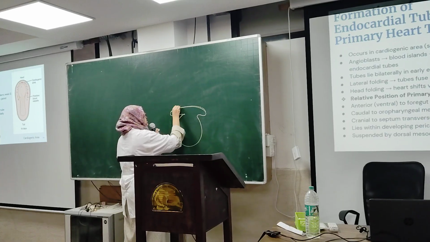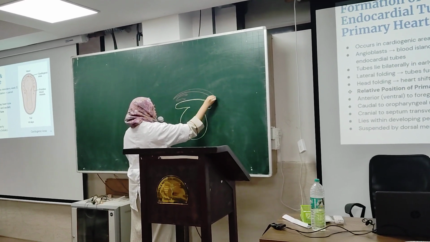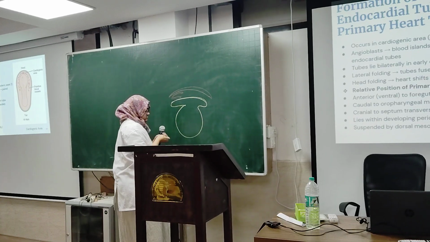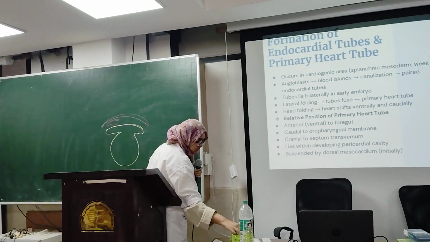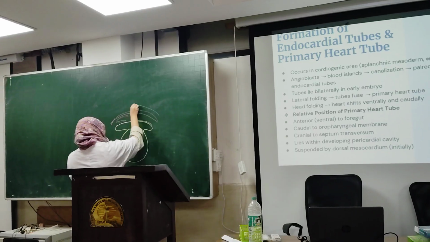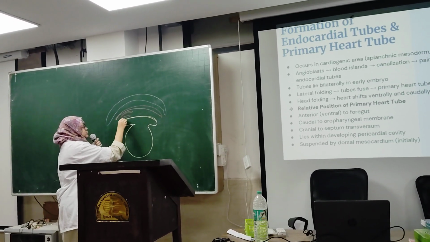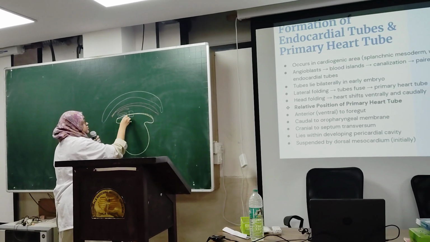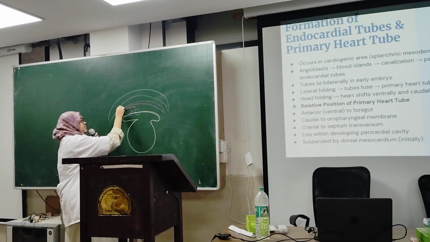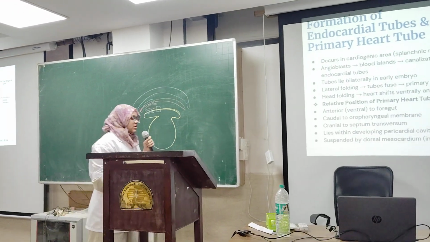This is our tube that is formed, and here we'll have the mesoderm, and this here is the septum transversum, and here is the ectoderm. So here we can see this portion is the foregut, and here we'll be having the oropharyngeal membrane. Here is the septum transversum, and somewhere here will be the pericardial cavity.